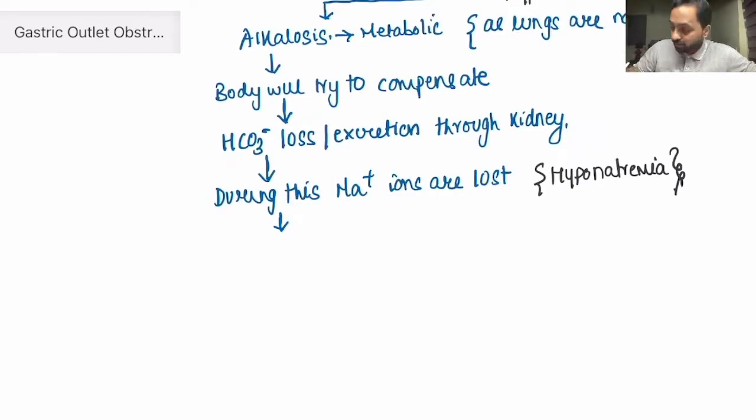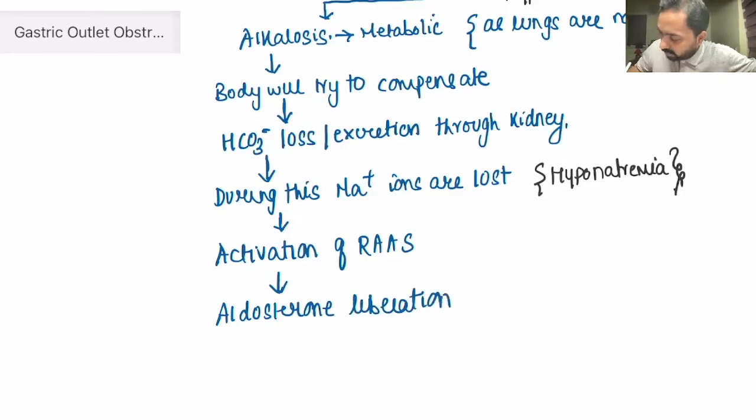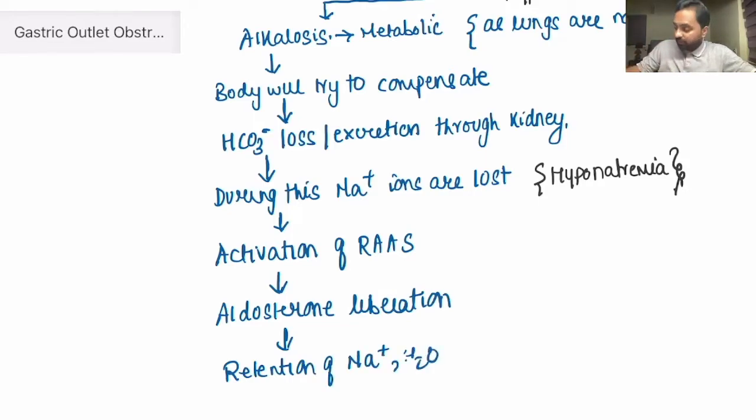We very well know that this low sodium, or a state of hyponatremia, is going to ring the bell of a system, which is the RAS system. So there is going to be activation of the renin, angiotensin, aldosterone system. Because of the activation of this RAS system, it is going to liberate aldosterone. Now, we know the function of aldosterone. It is going to cause retention of sodium and water. Along with that, it is going to excrete H plus and potassium ions.